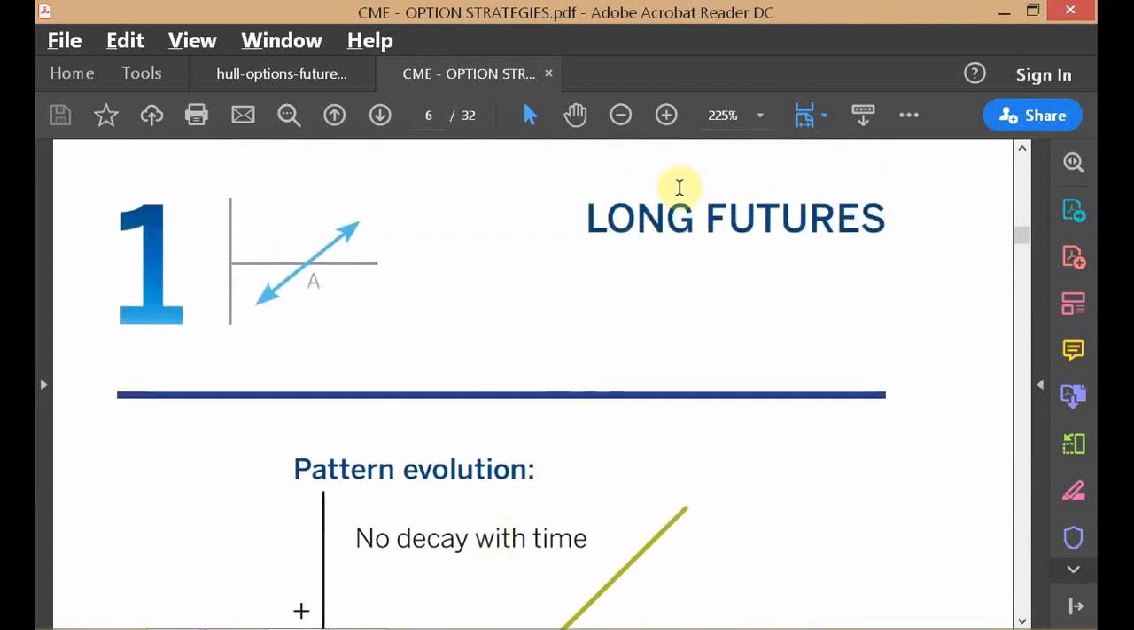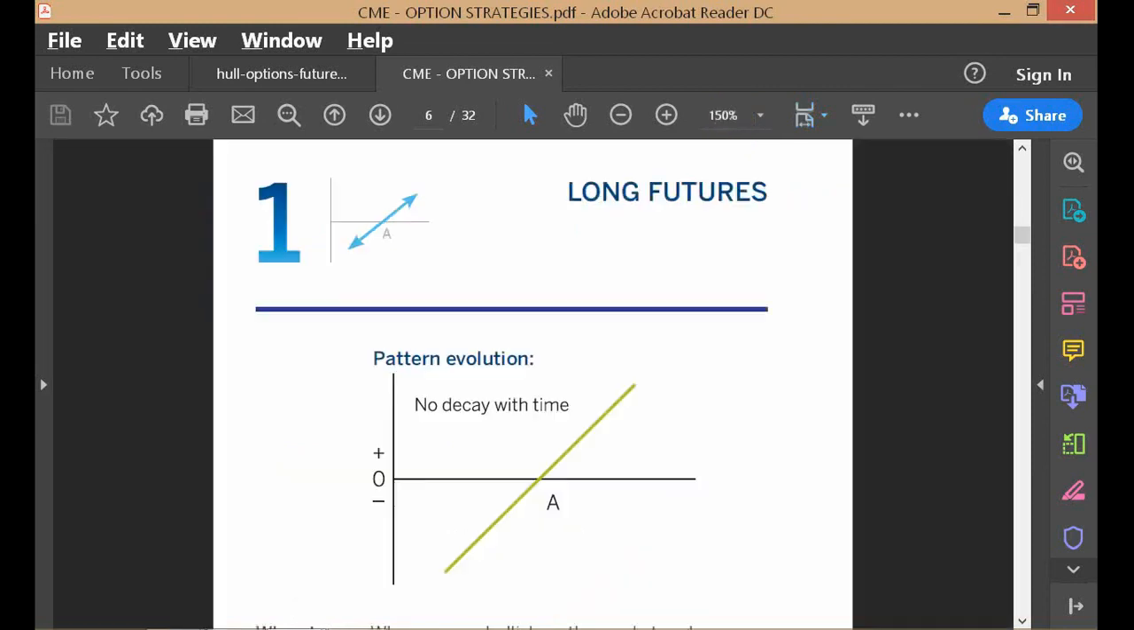Sir, two options I'm saying. One minute. This is a little bit too big. Let me make it a little smaller. Let's make it 150 where we can see.